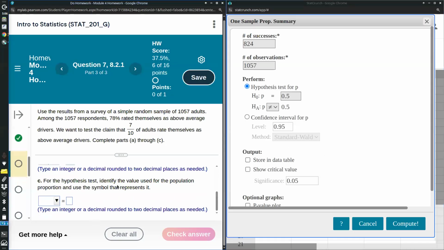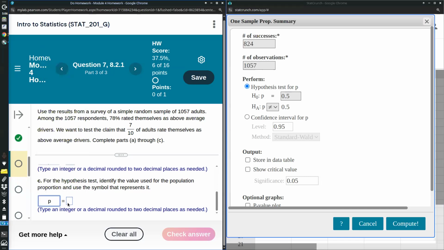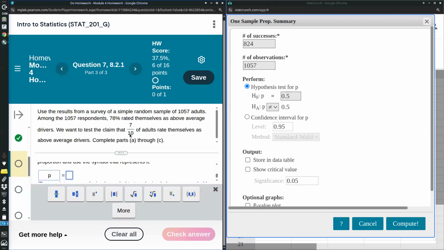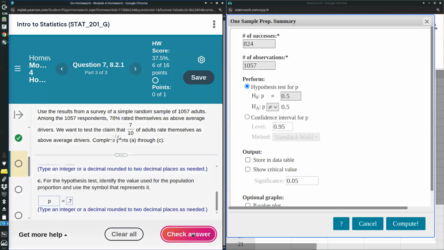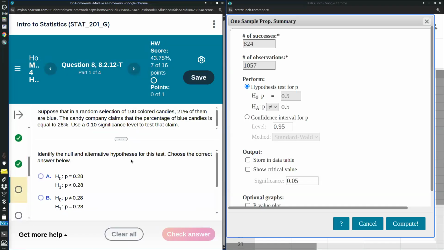And what are they wanting us to test? For this first part, they just want the test value. So the test value is p, we want to know is the population value actually equal to the claim of 0.7. And that's it. Okay, so that's basically just asking you how you do a hypothesis test.